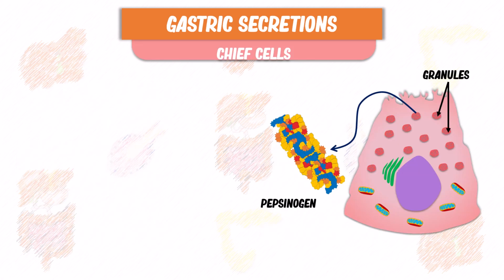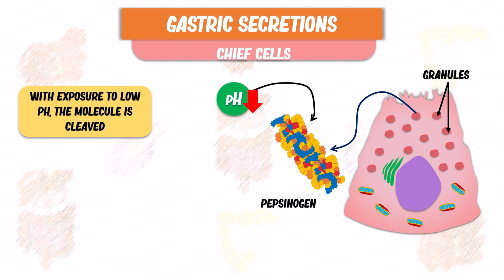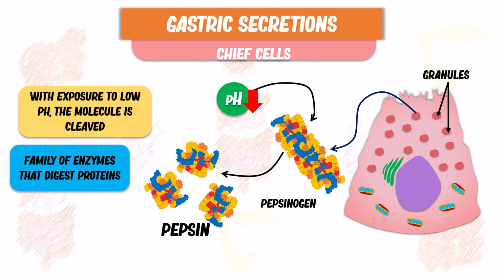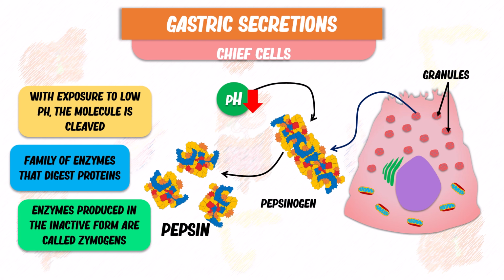Chief cells are responsible for secreting pepsinogen, which is activated into pepsin. Pepsinogen is the inactive form and is stored in granules within the chief cells. When pepsinogen is secreted into the gastric lumen, it is exposed to a low pH, leading to its cleavage and activation into pepsin. Although often referred to as an enzyme, pepsin actually represents a family of enzymes that digest proteins. Enzymes synthesized in an inactive form and later activated in the gastrointestinal tract are known as zymogens. This protective mechanism prevents them from digesting the cells that produce them.